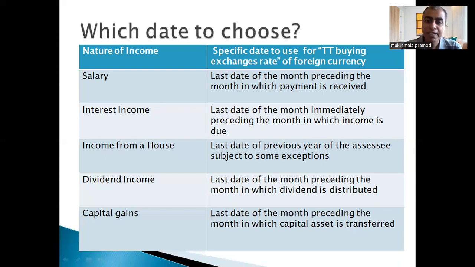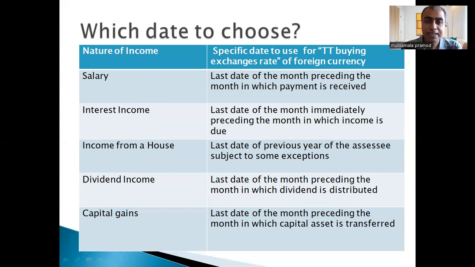And in case of dividend income, it would be the last date of the month preceding the month in which dividend is distributed. So always remember, in case of dividend income, the date on which it is distributed is considered, and the last date of the previous month shall be picked up for exchange rate computation. And in case of capital gains, it is also the last date of the month preceding the month in which the capital asset is transferred. For example, if there is a buy or a sell, which is called transfer of the capital asset, the last date of the month before the transfer has happened has to be considered.